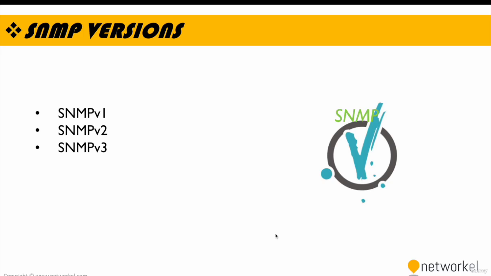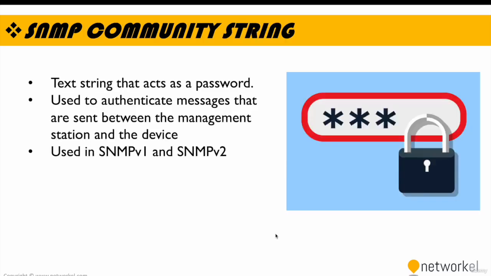The SNMP community string, guys, is like a password that grants access to SNMP managed devices. It serves as a basic form of authentication and allows SNMP managers to retrieve or modify information on network devices. The SNMP community string is used in SNMP version 1 and SNMP version 2.